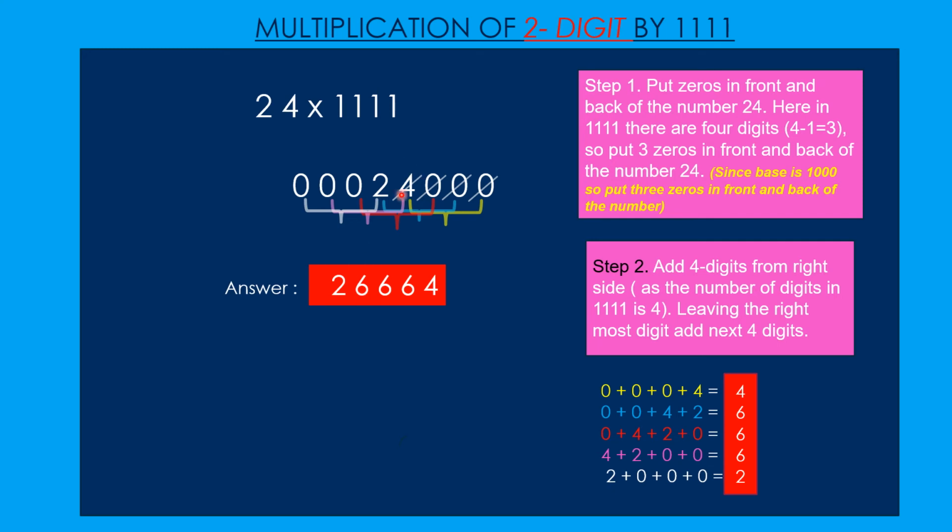So leave 4 and then what do you get? 2 plus 0 is 2. So this is your final answer. Alright, so that was an example of 2 digit by 4 ones.